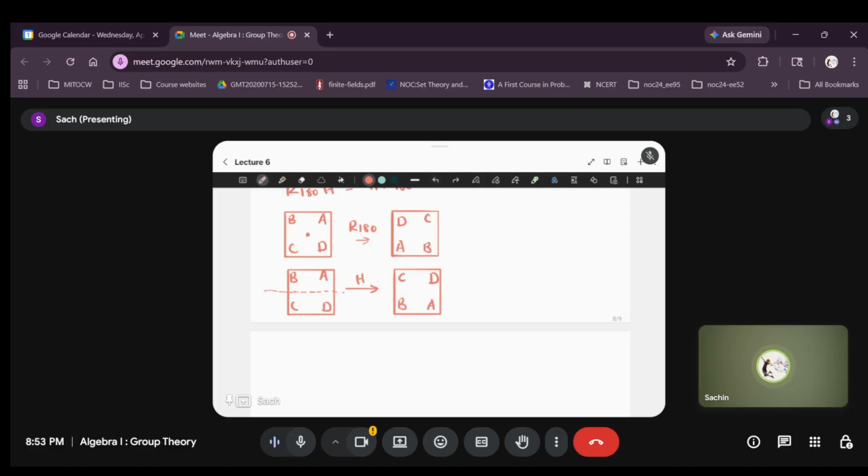If you forget about the visuals, what we are doing is simply interchanging the letters on the right side. The top right letter will come to the bottom right, and the bottom right letter will go to top right. Similarly, on the left side, the top letter will come below and the bottom letter will go up. That is the operation H. Okay, is that fine?